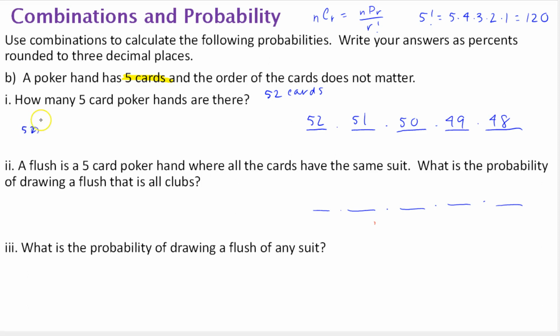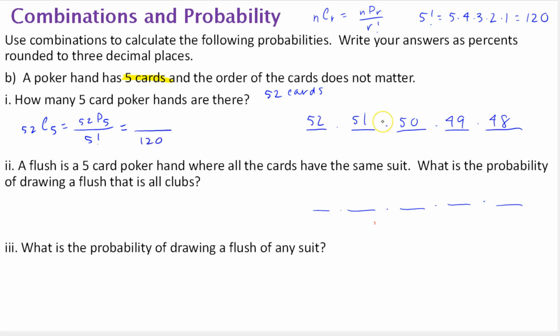So let's write this over here. So 52 choose 5 equals 52 P5 over 5 factorial. So that's equal to, I've computed 5 factorial up here, so we have it. That's all the factors from 5 down to 1, and that's 120.